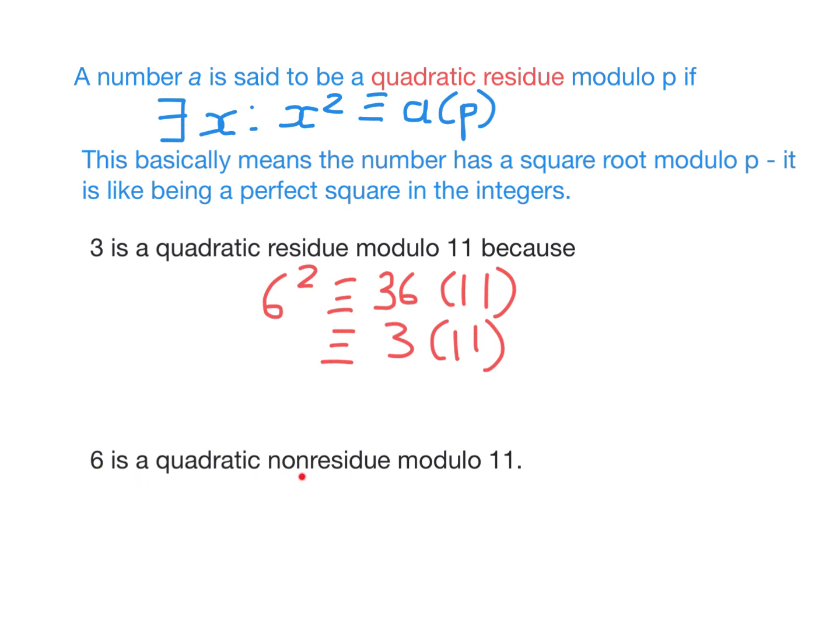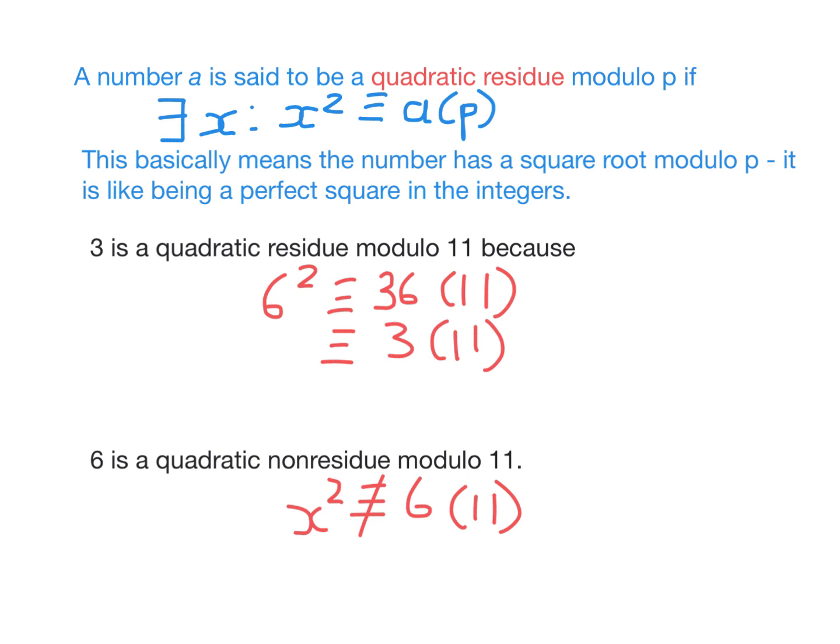On the other hand, 6 is a quadratic non-residue. That just means it's not a quadratic residue. There is no number that you can square in order to get 6 mod 11. So you can square root 3 modulo 11. Square root of 3 is 6 in mod 11, but you can't square root 6. Remember that in modular arithmetic, we don't have decimals. So you can't write this as 2.45 and so on.